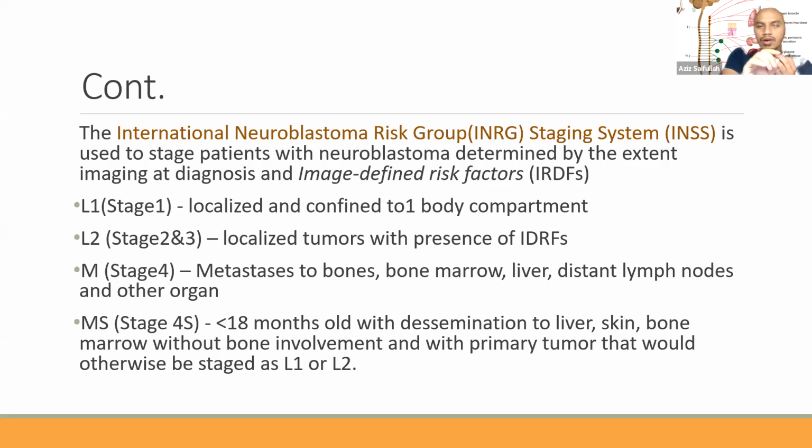So L1, previously referred to as stage 1, is localized and confined to one body compartment. L2, stage 2 and 3, is localized tumors with presence of IDRFs. M, stage 4, refers to metastasis to bone marrow, liver, distant lymph nodes, and other organs. Stage 4S, which we now call MS, is in patients less than 18 months old with dissemination to liver, skin, and bone marrow without bone involvement, and with a primary tumor that would otherwise be staged as L1 or L2. So basically, the overall differentiation will be referred to as MS. Right. So next.